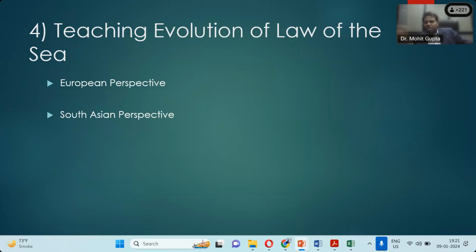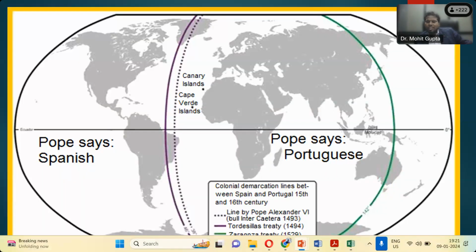For instance, when we teach international law, we say that the modern international law evolved in 14th, 15th century when Holy Roman Empire was disintegrating. In the same way, when we talk about law of the sea, the European authors often try to demonstrate that law of the sea, this branch of international law, evolved around 14th, 15th century when Pope Alexander issued a decree whereby he divided the world into two parts.